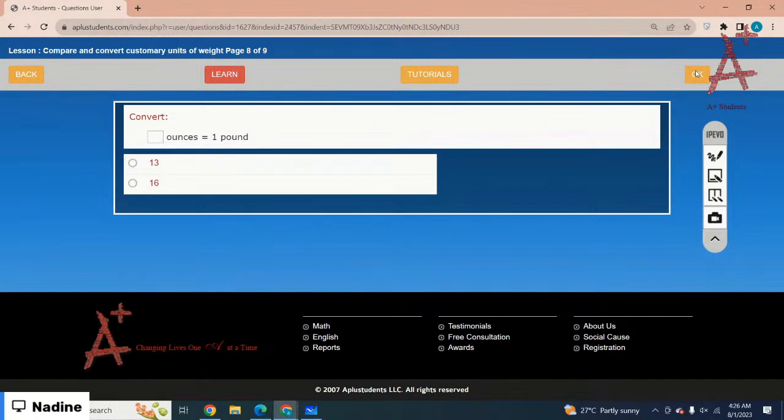1 pound equal 16 ounces. The correct option is 16.